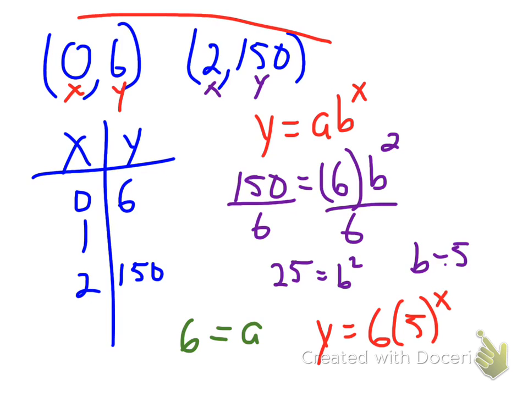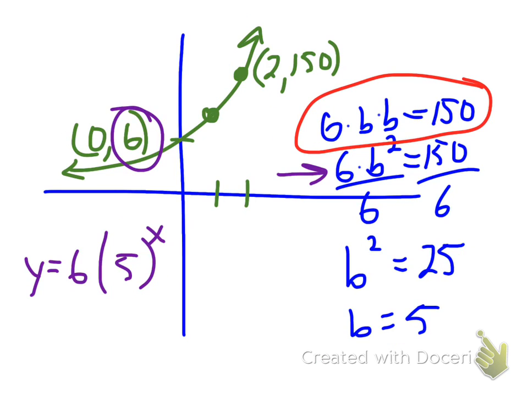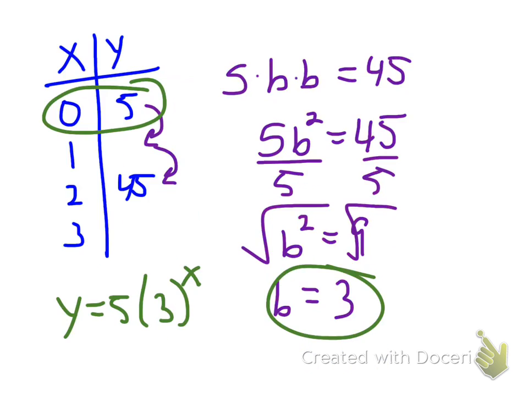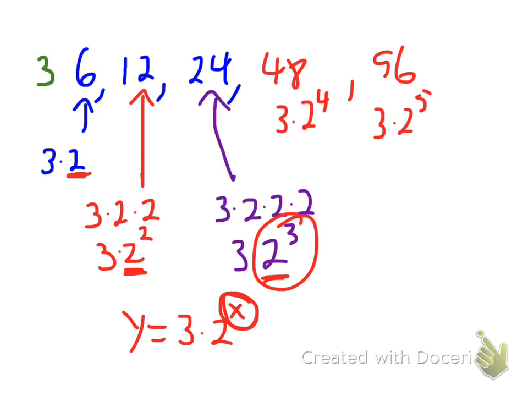So whether they're given to you as coordinate points, and we can set it up this way, or if it's given on a graph, or if it's given on a table, or if it's given as a sequence, they all follow the same pattern.